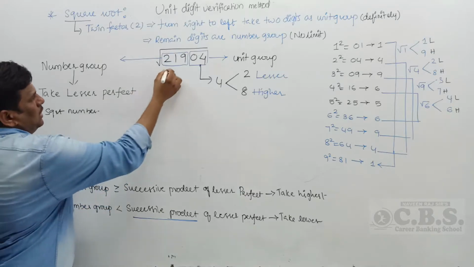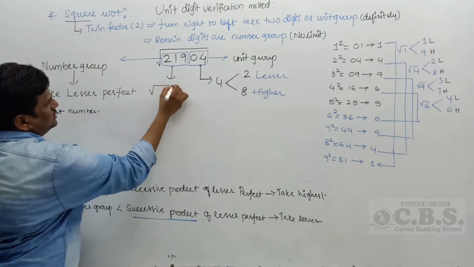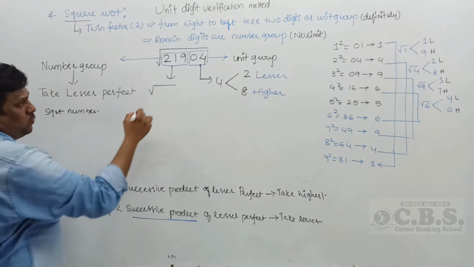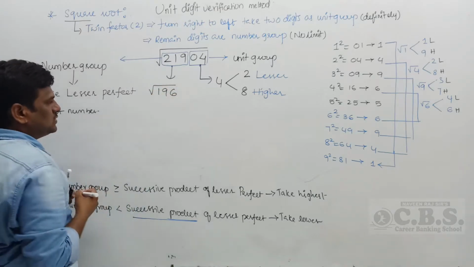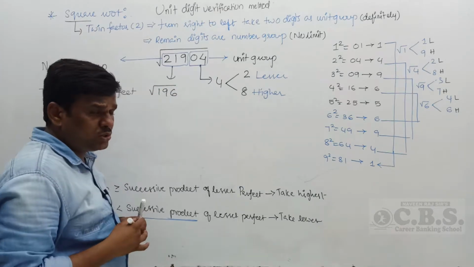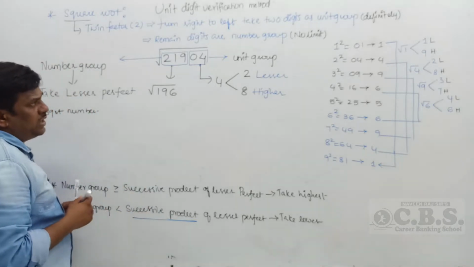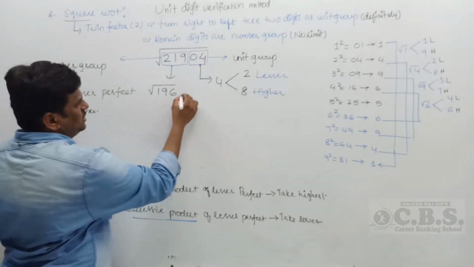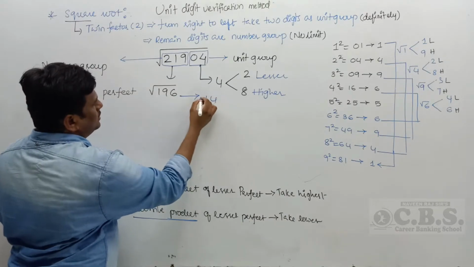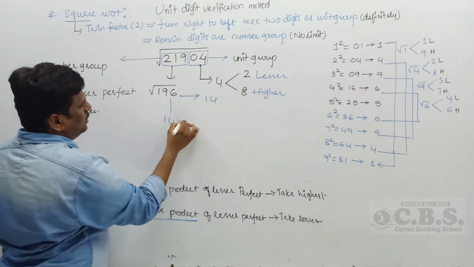And take the nearest lesser perfect square of this value. What is it? 196. You definitely need to learn the squares from 1 to 50, it is very important while doing simplification questions. So 196 is the square of 14. Yes or no? After 14, what value do you get?